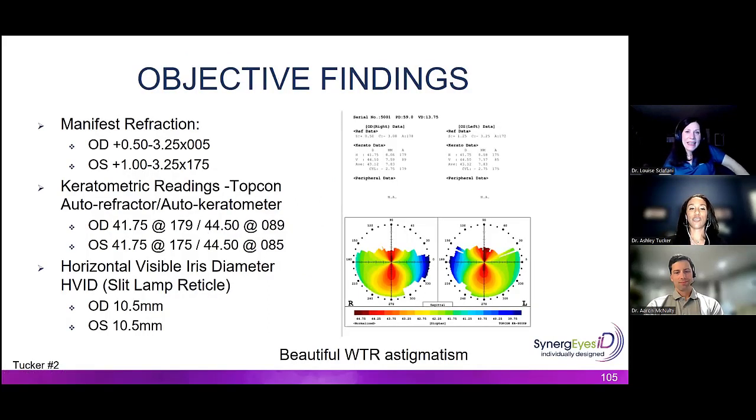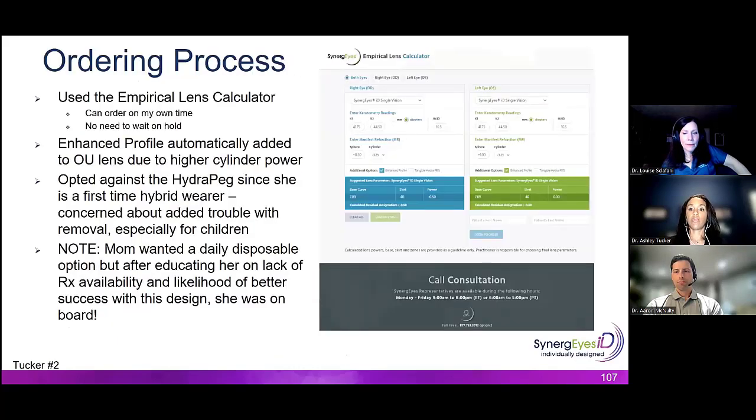There we go. So this is just my autorefractor autokeratometer, again, just showing this beautiful with-the-rule astigmatism, and also proving that her Ks are actually pretty flat and not keratoconic at all. Again, HVID was done with the slit lamp reticle there. I religiously use the empirical calculator, just to further encourage you to use this. There's no need to wait on hold. You can order it at your own time.